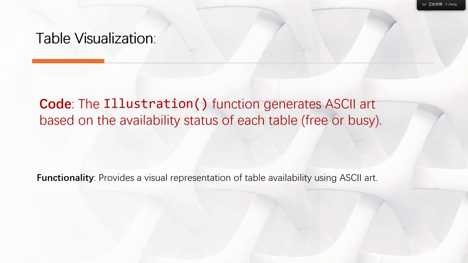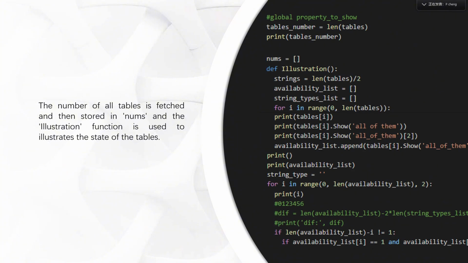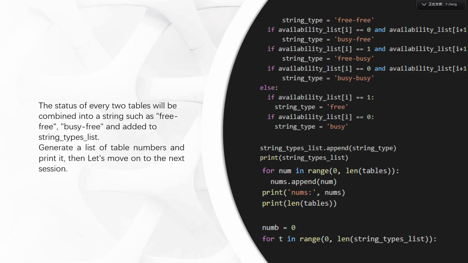Table visualization code. The illustration function generates ASCII art based on the availability status of each table, free or busy. Functionality: provides a visual representation of table availability using ASCII art. The number of all tables is fetched and then stored in nums, and the illustration function is used to illustrate the state of the tables. The status of every two tables will be combined into a string such as free, busy, and added to the string types list. Generate a list of table numbers and print it.